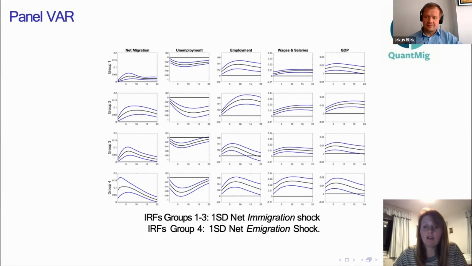The responses shown on the graph are to a shock of a magnitude of 1 standard deviation increase to net immigration, or net emigration in the case of Group 4. GDP, private consumption, wages and salaries are variables in real per capita terms from the national accounts, and unemployment and employment are expressed in percentages. The axes are normalized across groups to reflect the magnitude of shocks. Increases to net immigration appear to be expansionary to the macroeconomy, while net emigration shocks are contractionary.